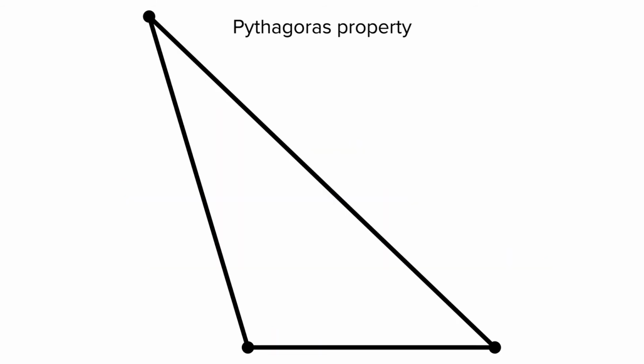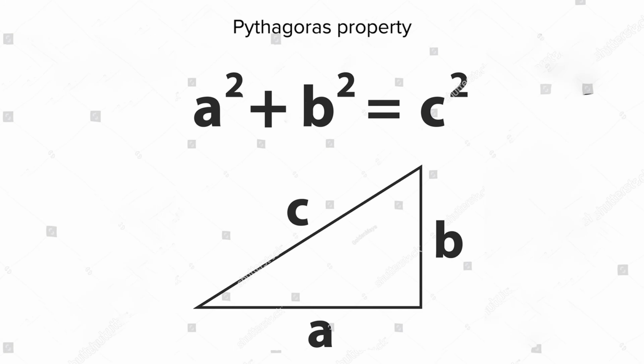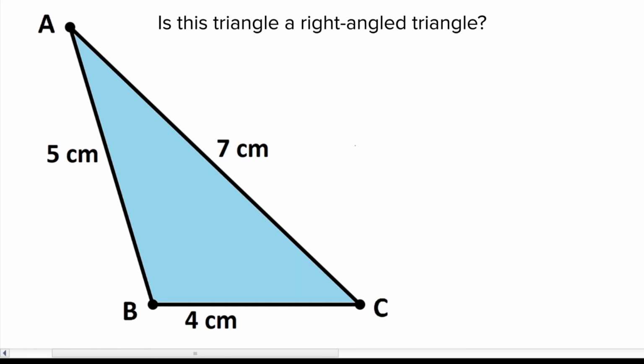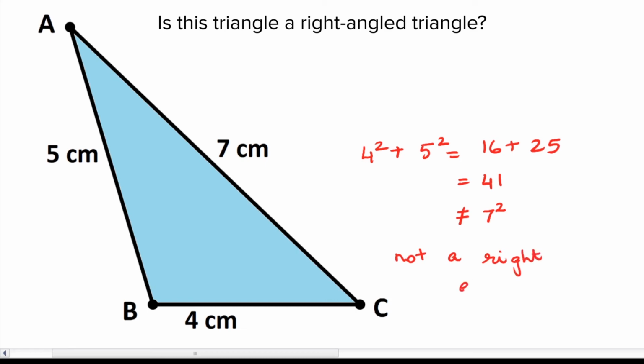The converse of the Pythagoras property also holds true. So, if you have a triangle for which the Pythagoras property holds true, then we can say that the triangle is a right angled triangle. Let's see an example. Now, is this triangle a right angled triangle? Well, over here, 4 square plus 5 square equals to 16 plus 25, which is equal to 41. लेकिन 7 square कितना होता है? It is 49 and 41 is not equal to 49. So this triangle is definitely not a right angled triangle.